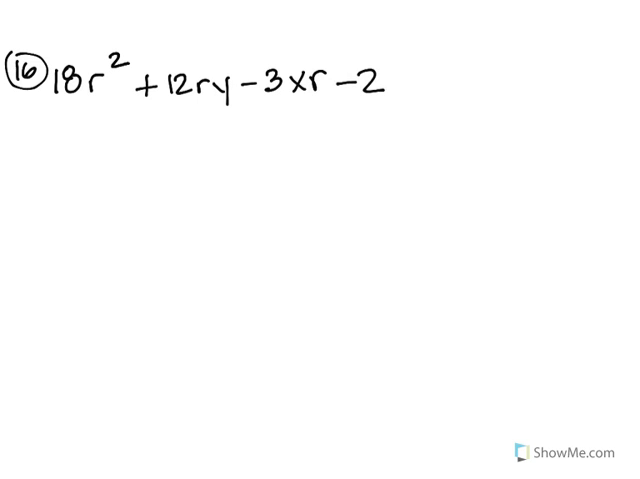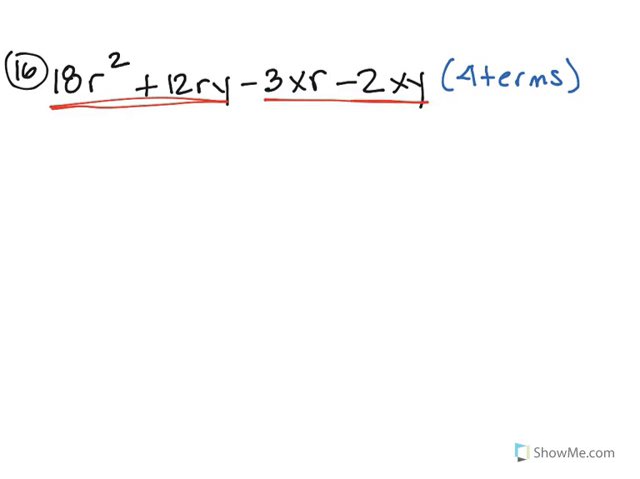Number 16, we have 18r squared plus 12ry minus 3xr minus 2xy. Again, this is 4 terms. This is grouping. We're going to do grouping, okay? So the first two we're going to group together. The last two we're going to group together.